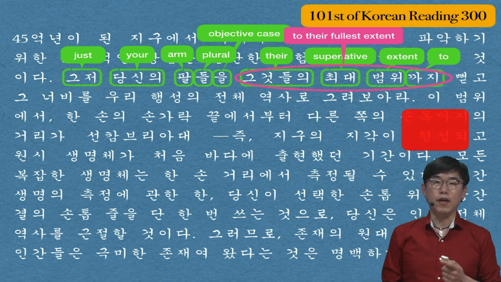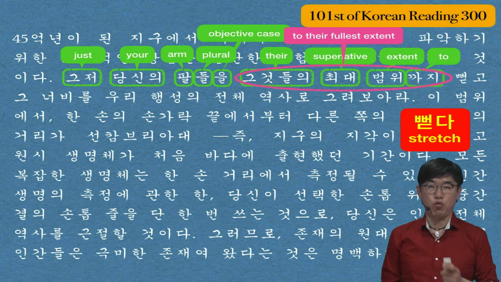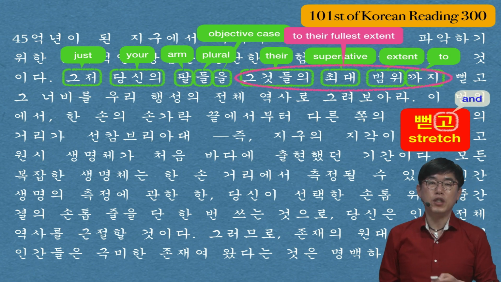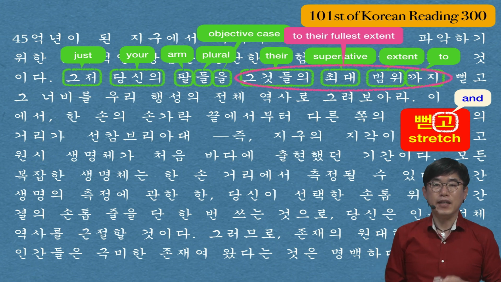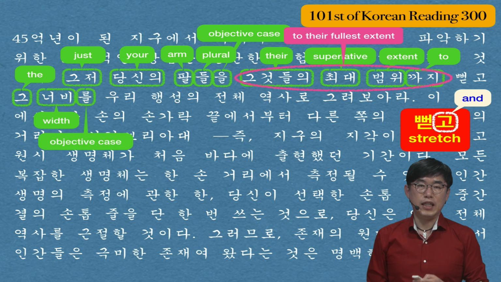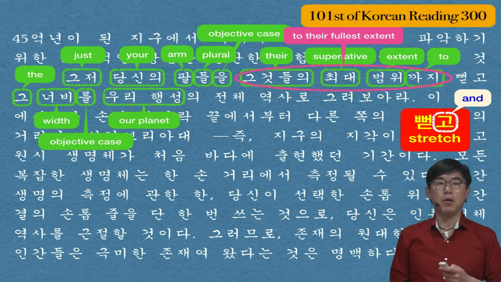And 뻗고 came from 뻗다, which means to stretch. But the letter 다 is replaced with go, which means and. And 그 is the, and 너비 is width. And 우리 is our, and 행성 is a planet.